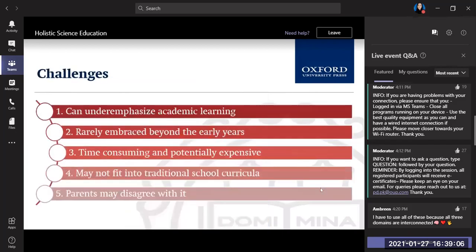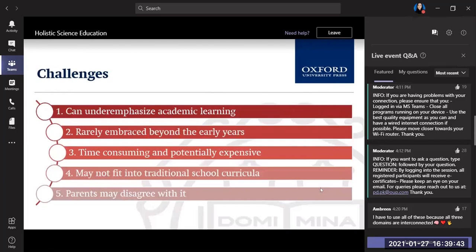A few challenges that holistic education faces: it can underemphasize academic learning. If we're just focusing on some SLOs and we need to have a focus on the cognitive domain, then in the kind of society that we live in, which focuses on numbers and getting good grades, academic learning will definitely be underemphasized.